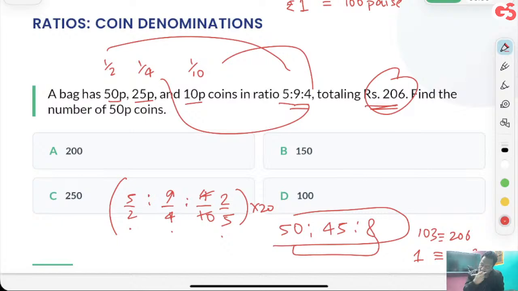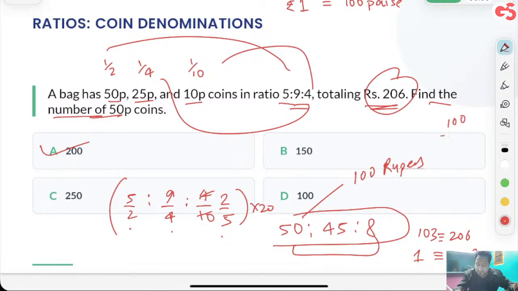Okay, all right, all of you got that. Now they're asking to find the number of 50 paise coins. So what is the contribution of 50 paise? If one unit is equal to 2 rupees, then 50 will be equal to 100 rupees, isn't it? If 50 paise coins together make 100 rupees, how many coins should there be? There should be 200 coins. Did you understand?